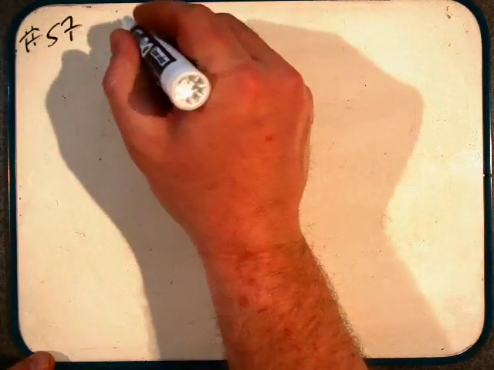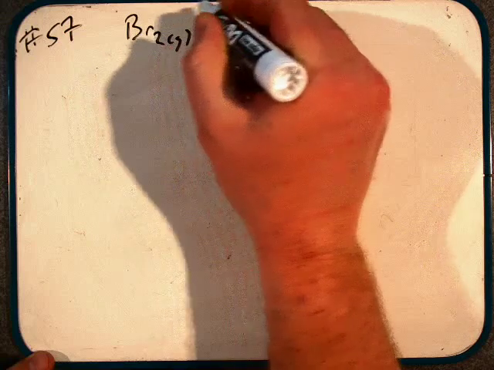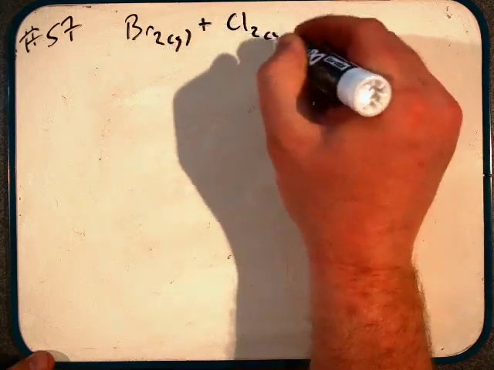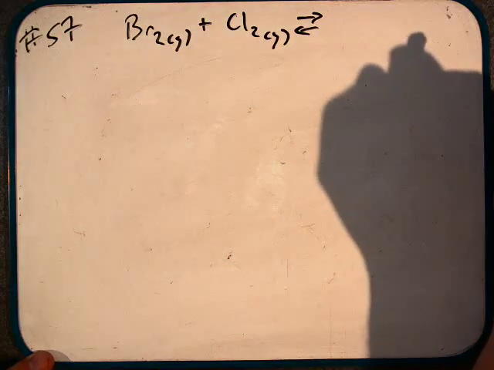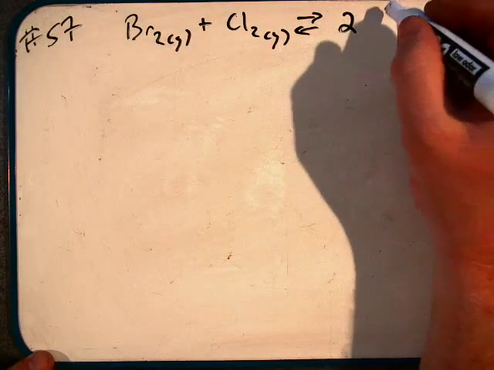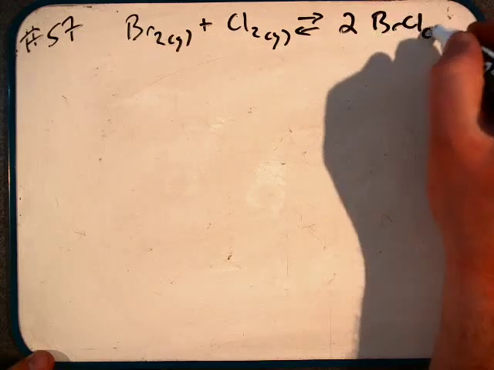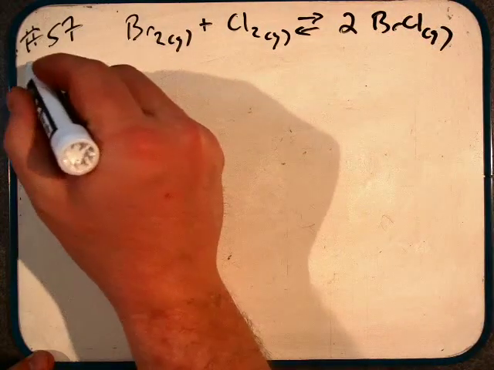This is number 57 in chapter 14. It looks at calculating equilibrium concentrations from initial concentrations and an equilibrium constant. And so to begin, we have to consider the following reaction. So we have Br2 and Cl2 in equilibrium with BrCl. These are all gaseous.